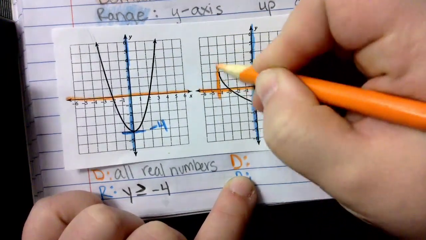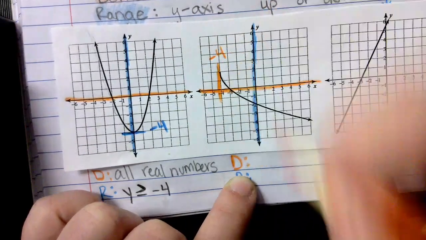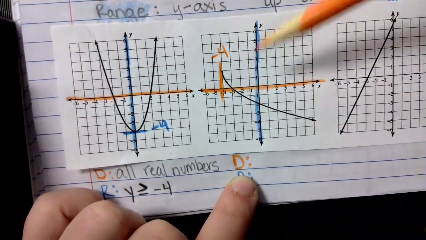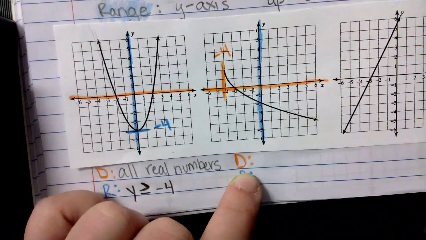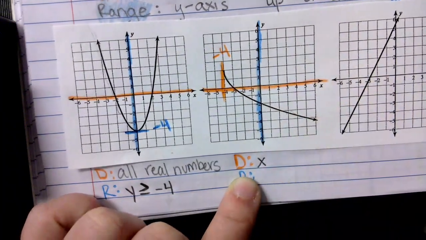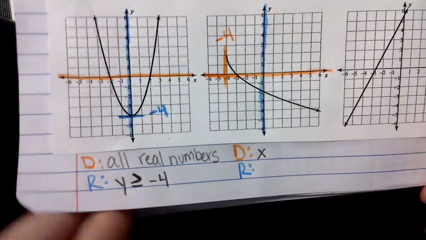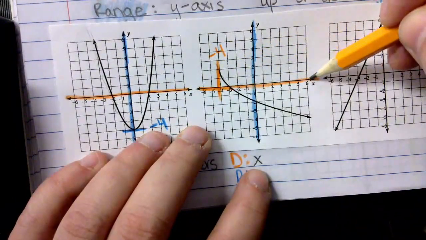All right, and then for our y's, we're going to think up and down. Does this graph keep going up, up, up? No. Does it keep going down, down, down? Yes. So it keeps going down, down, down. What's the highest up it goes? 2. Yeah, the highest up it goes is this 2 right here. So 2 is going to be my boundary, saying it doesn't go past 2.